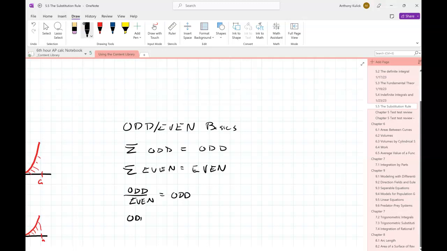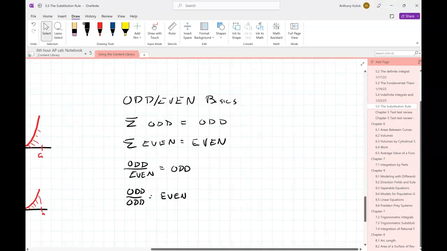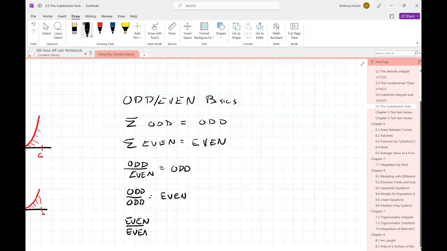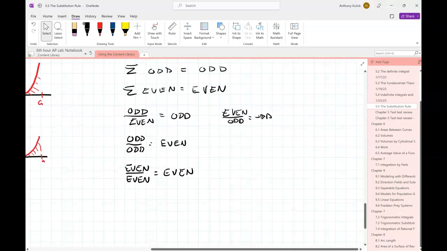If I have an odd divided by an odd, that becomes even, right? Because they both get a negative sign in front of them and then they cancel out. If I have even over even, well, that clearly just has to be even, right? And then obviously if I have even over odd, that has to be odd also, right?